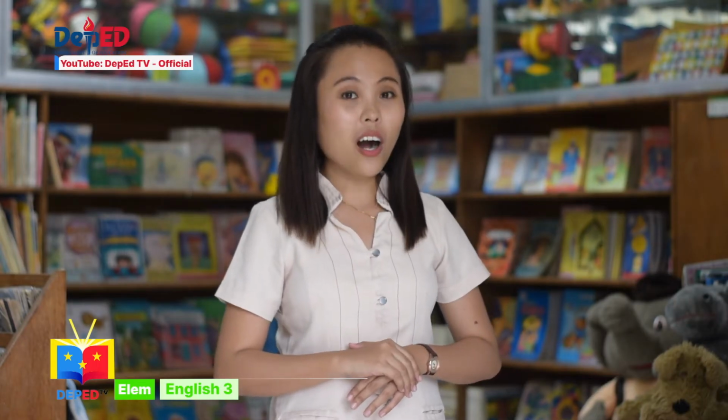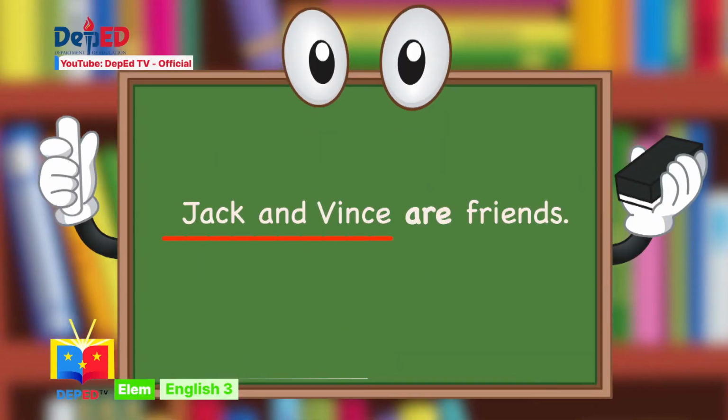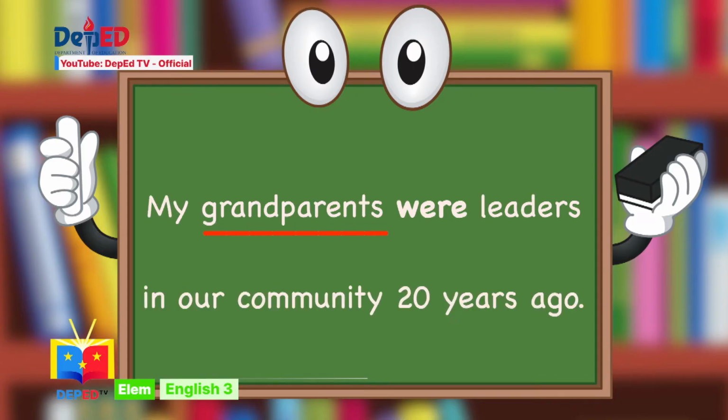Now let us see when we should use are and were. These be-verbs are used for plural subjects. Are is used in the present tense while were is used in the past tense. For example, Jack and Vince are friends. In this sentence, our subject is plural and it is in the present tense. That is why we use the be-verb are. My grandparents were leaders in our community 20 years ago. The sentence has a plural subject and it is in the past tense, so we use the be-verb were.